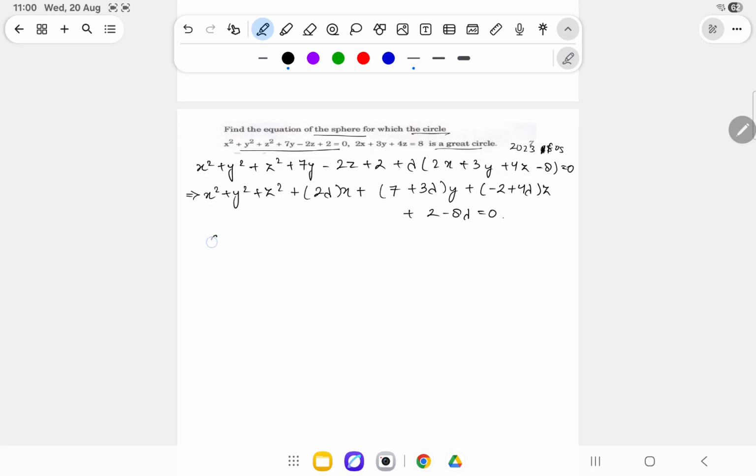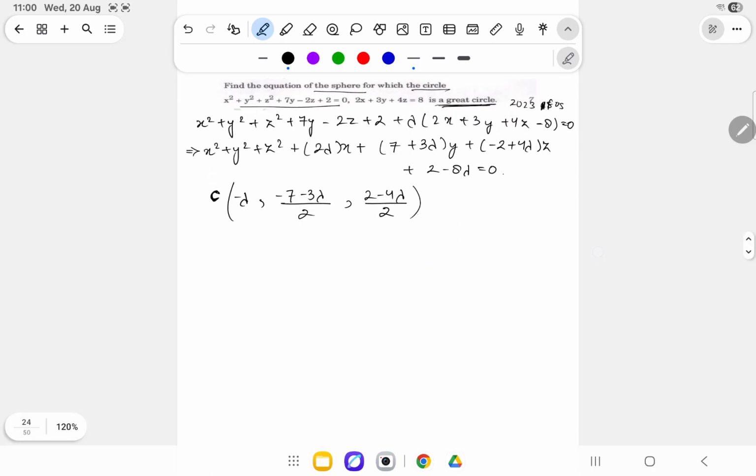Using it, I can calculate the center of this sphere. So it will be minus lambda, comma, minus 7 minus 3 lambda by 2, comma, 2 minus 4 lambda by 2. This will be my center of sphere, and it is given that the circle formed by the intersection of sphere and plane is a great circle. So this center of sphere must lie on the plane. So if it lies on the plane, it will be minus 2 lambda plus 3 into minus 7 minus 3 lambda by 2 plus 4 into 2 minus 4 lambda by 2 equals to 8.